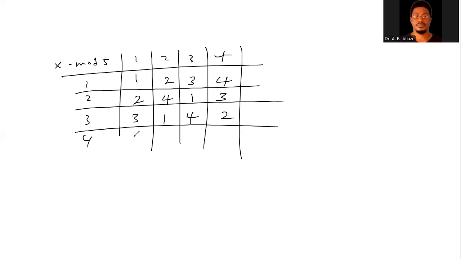Then 4 times 1? 4. 4 times 2? 3. 4 times 3? 2. Then 4 times 4? 1. 1. Okay, that's fine. Wow. So that's fine. So that's pretty cool.